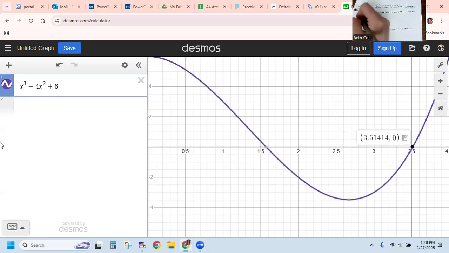So at that time, so write it on your paper. I'm not going to go back and forth because I'm going to finish the problem first. Time equals 3.514 hours.